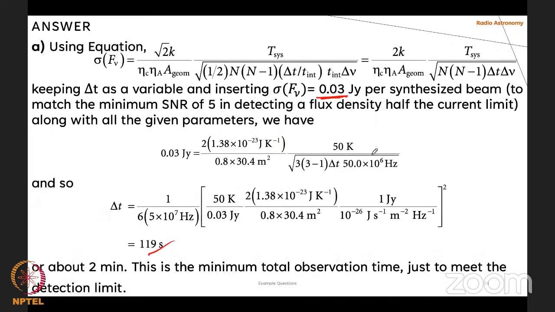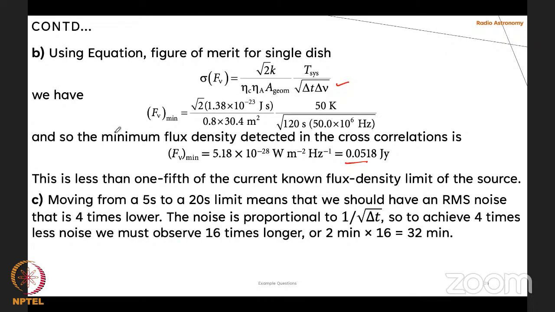Now you can see the difference in the detection limit. For 2 minutes you calculated 0.03, and for the single dish you have 0.05. So your sensitivity has increased in the interferometer. This is because although you are using smaller antennas, you have increased the number of antennas, thereby increasing the total area.